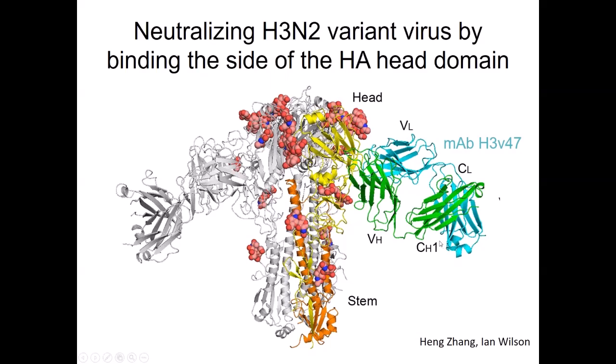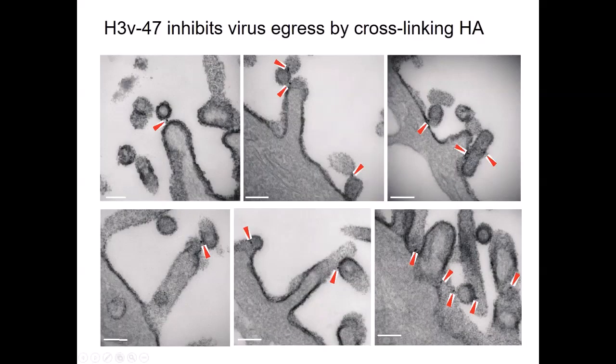We've recently published this in Nature Communications. If you want to look at the structure, Ian Wilson's group with Heng Zhang made the structure, and Sandeep Bangaru and our group made the antibody. Interestingly, if you look at the mechanism by which this antibody works, it has a lot of activities. It has ADCC activity. It does neutralize, but one of the interesting things is that it doesn't block attachment, because it doesn't block the receptor binding domain. So the virus attaches and goes in, but it inhibits virus on the way out.